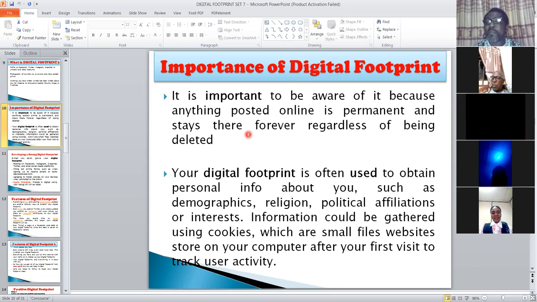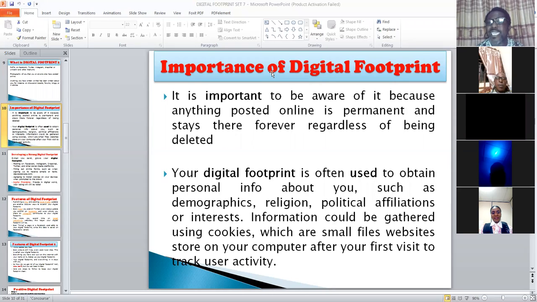If you write, you can just write permanent. I just want you to get that ideology. It's permanent and stays there forever, regardless of being deleted. Just keep writing it. Anything posted online is permanent. Thank you, DJ. Thank you, Joshua, God bless you for that. You have to understand this ideology. Anything you post online is permanent. You get it at the back of your mind that it's not going away.